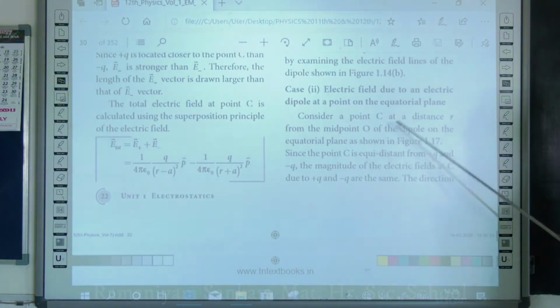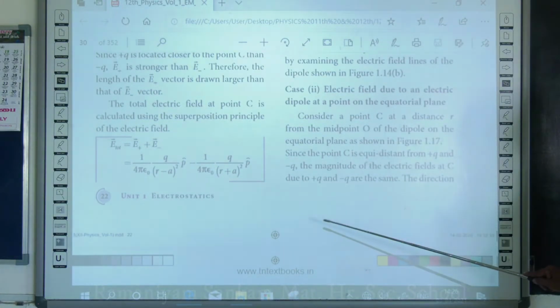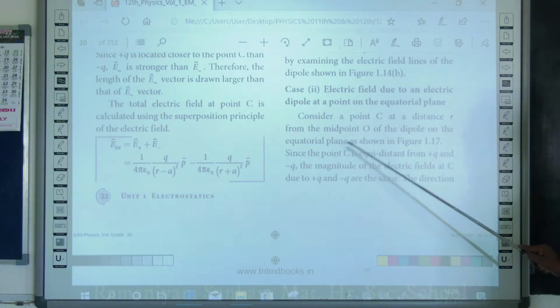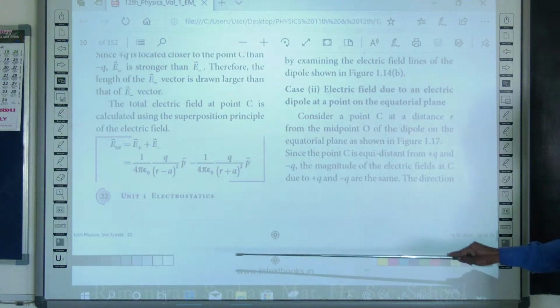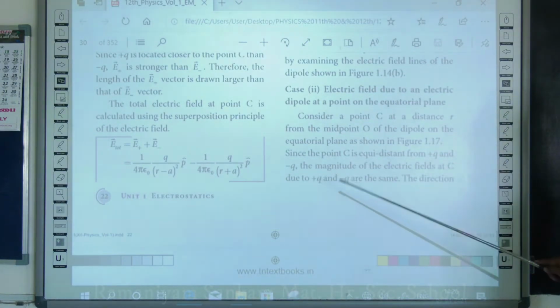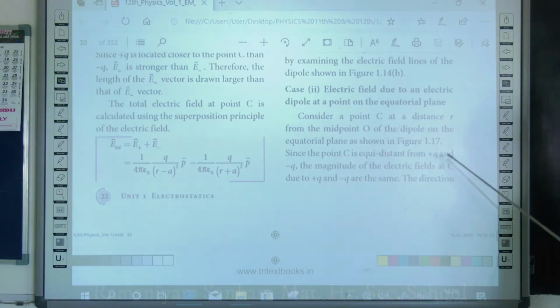So consider a point C at a distance r from the midpoint, the center, to this side, the upper side of the dipole on the equatorial plane. This is called the equatorial plane. This is horizontal, this is the axial plane. This is the equatorial plane. Since the point C is equidistant from plus Q and minus Q, the magnitude of the electric field of plus Q and minus Q will be the same.